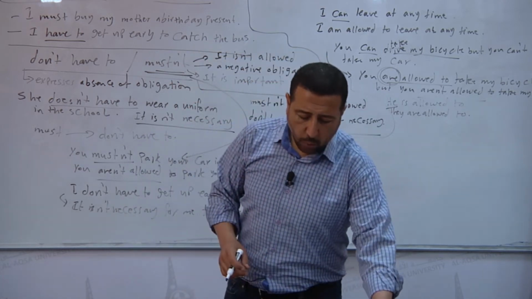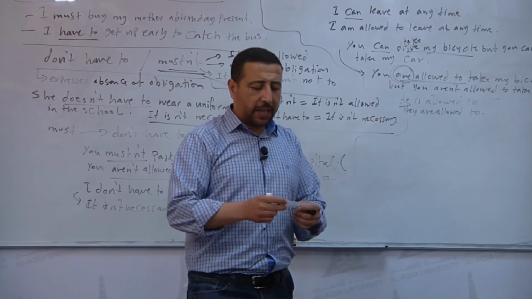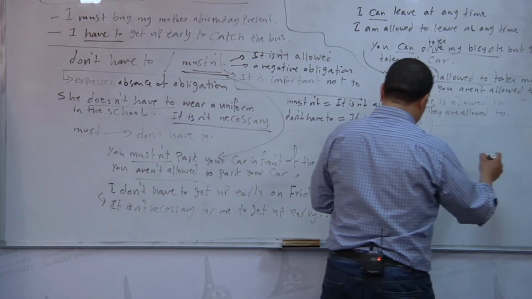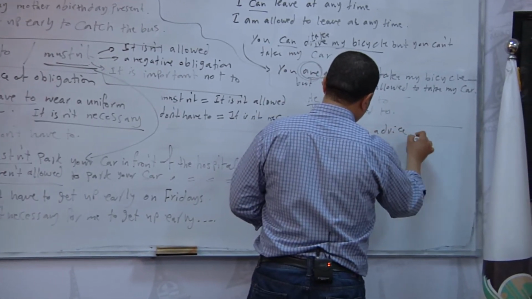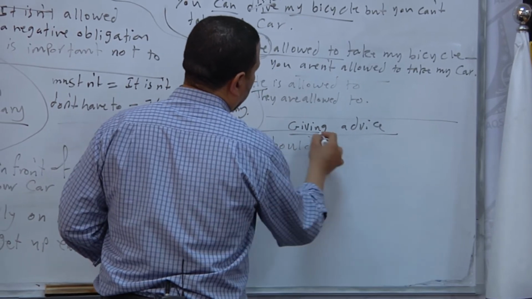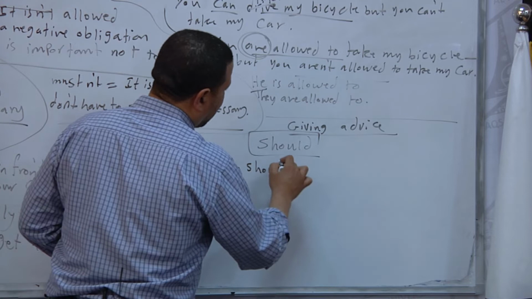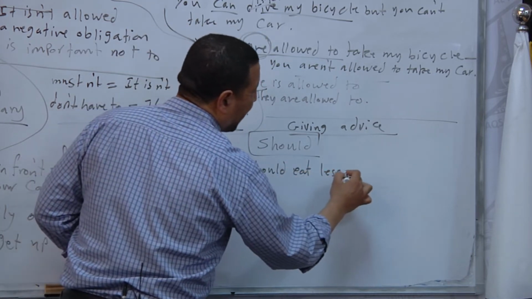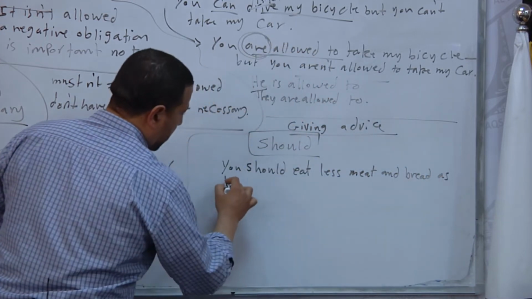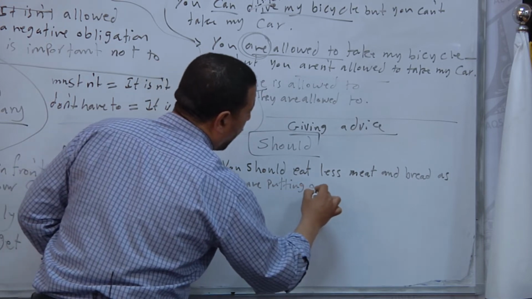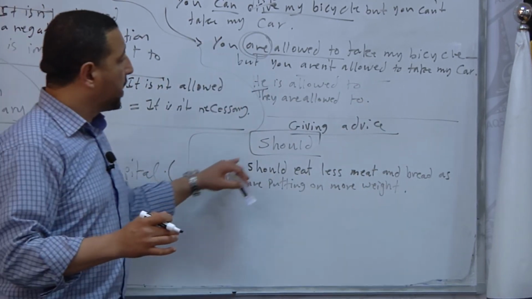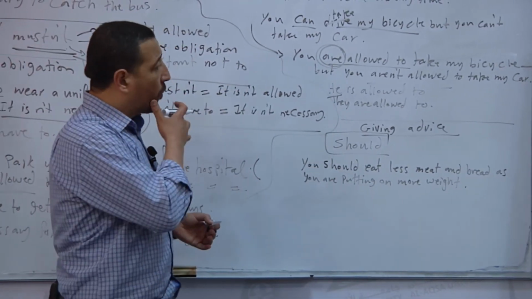Okay? So let's move to another idea, which is giving advice. But this time, we are going to talk in particular about must and should. We all know that for giving advice, we usually use should. So I can say, you should eat less meat and bread because you are putting on more weight. So this is a piece of advice I give to you. So should can be used to give advice.